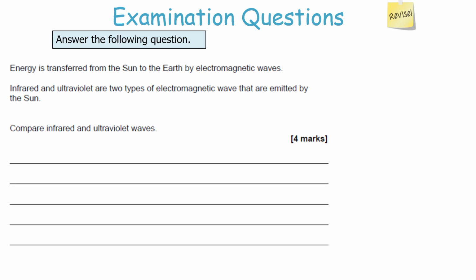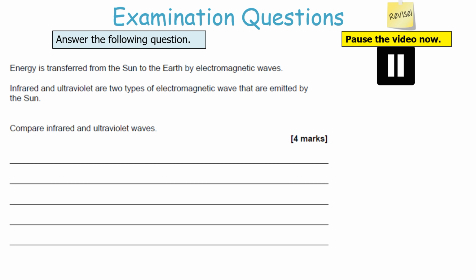The next question says, energy is transferred from the sun to the earth by electromagnetic waves. Infrared and ultraviolet are two types of electromagnetic wave that are emitted by the sun. Compare infrared and ultraviolet waves. So pause the video now, then unpause the video when you want to go through your answer.